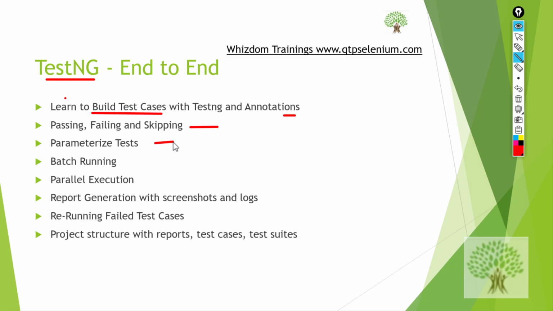have one test case and you want to run it 10 times with different sets of data, how do you do that? And how to batch run test cases, how to run them in parallel in order to save time, and how to generate reports. Reports which will have screenshots and logs. We'll be seeing how to generate extent reports.